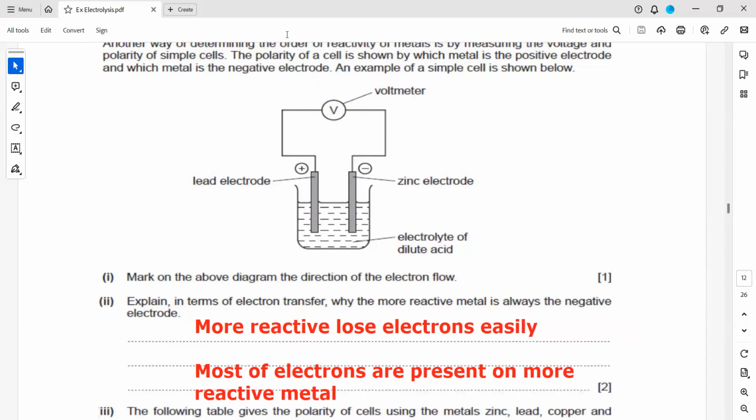In this case, because zinc is more reactive, when zinc loses electrons, it turns into zinc ion. So the majority of the electrons are initially here. Then they repel, and the repulsion causes a motion. But initially most of the electrons are here. That's why it is a negative electrode. Is this clear?